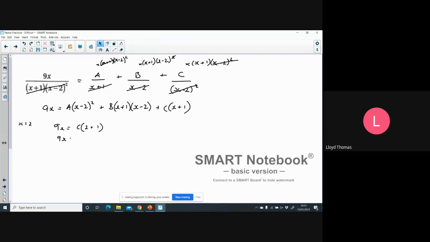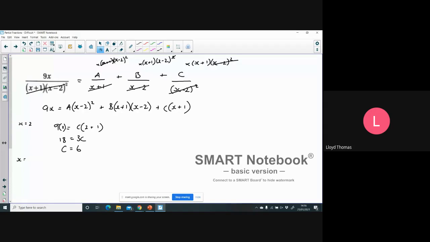Well, obviously that's going to be 3c. Oops, one little error from myself. I forgot that I'm also going to be subbing in 2 here as well. Apologies. Because it was 9x, that's 9 times 2, which is 18, of course. And that's going to leave me with c equals 6. So there's one value.